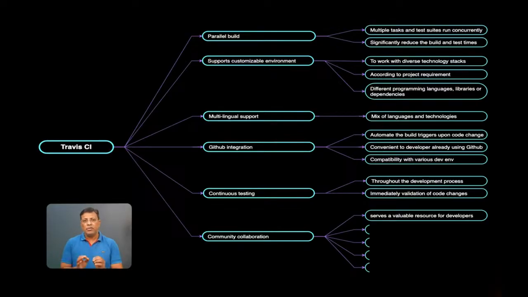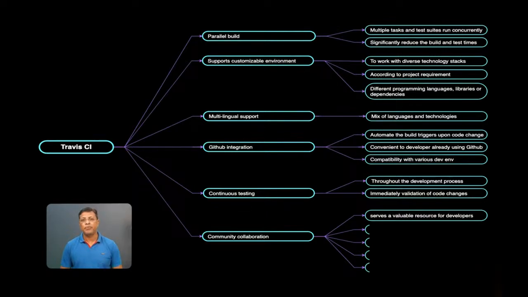Travis CI supports parallel building, allowing multiple tasks or test suites to run concurrently. This can significantly reduce the overall build and test times, especially for projects with extensive test suites or complex build processes.